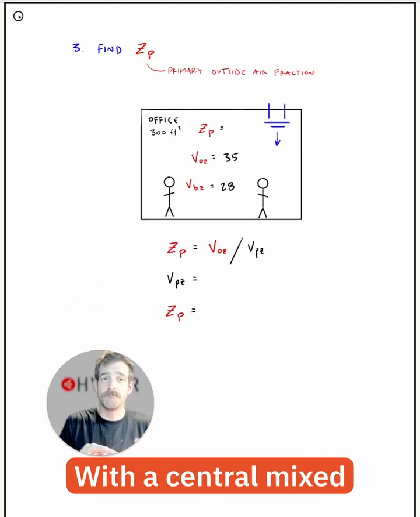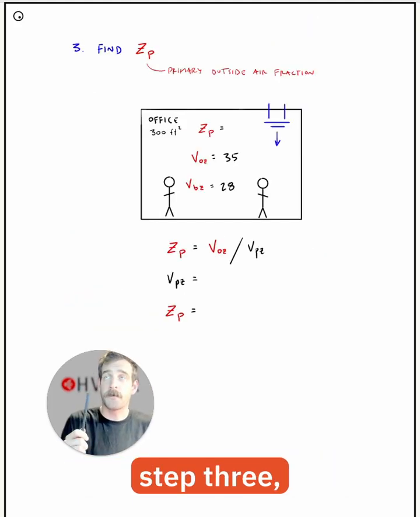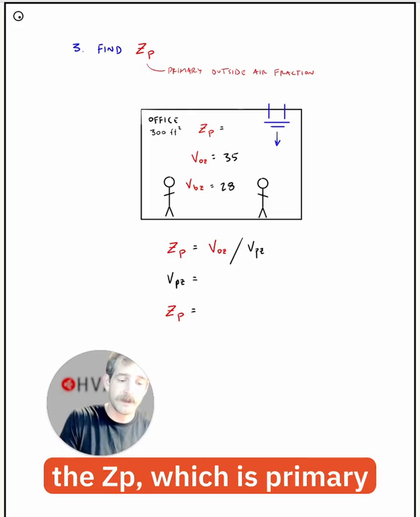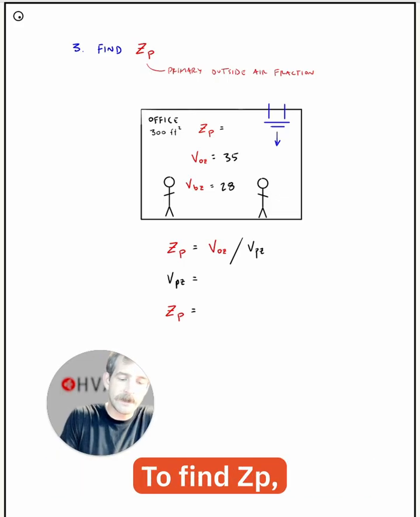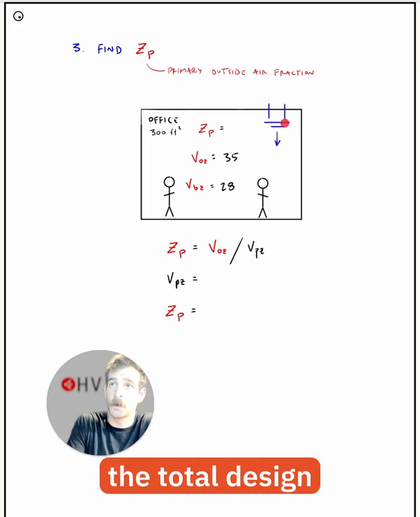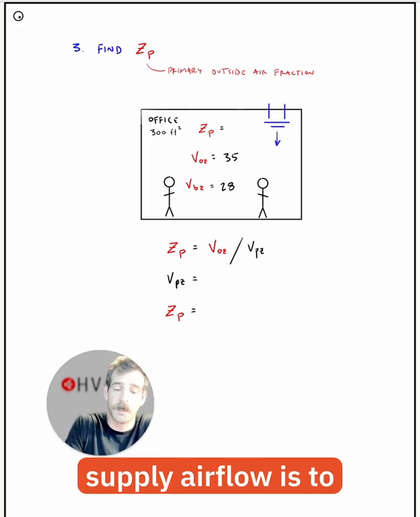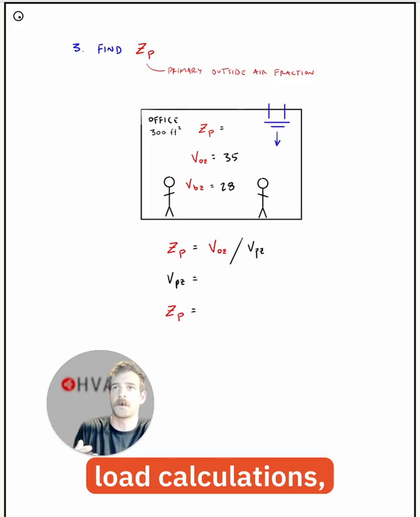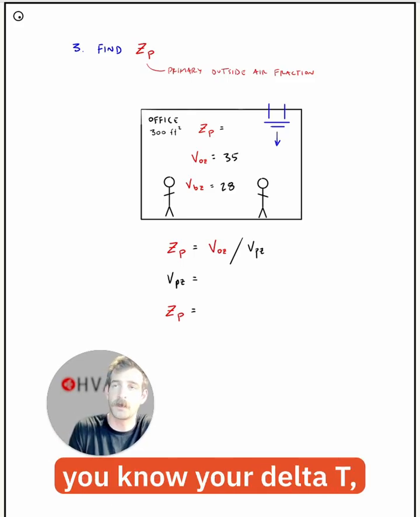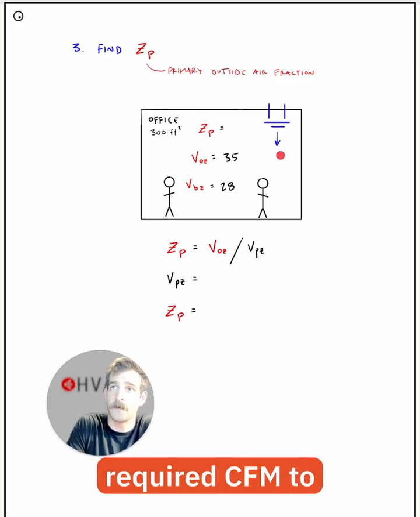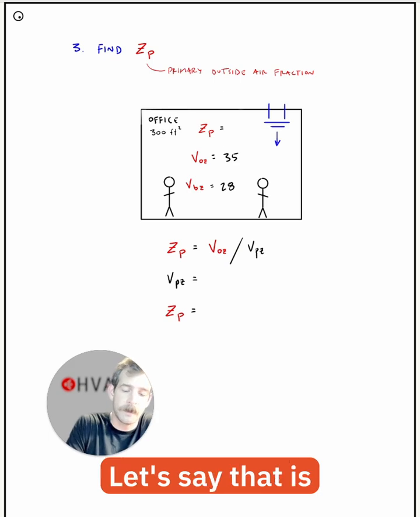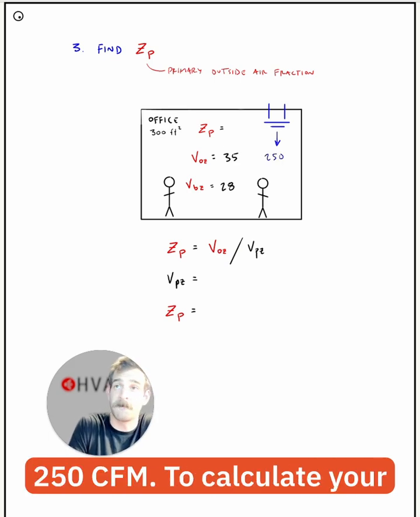With a central mixed ventilation system, step 3, we need to find the ZP, which is primary outside air fraction. To find ZP, we need to know what the total design supply airflow is to this office space. So you've done your load calculations, you know your space sensible calcs, you know your delta T. You can find the required CFM to handle the cooling load in this space. Let's say that is 250 CFM.